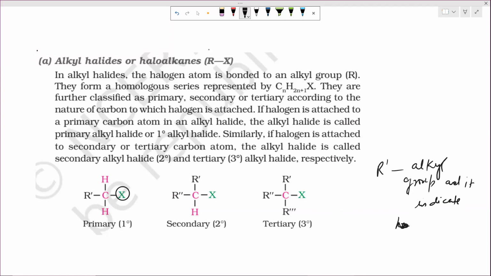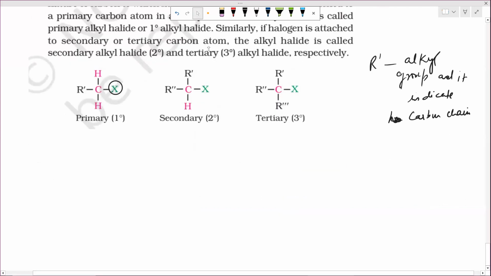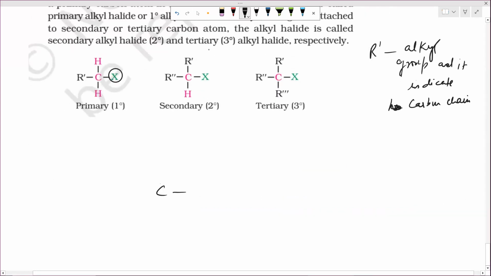It indicates the carbon chain. You understood? Yes, sir. R indicates the carbon chain. So for example, let's suppose I'm saying that this is the carbon chain.